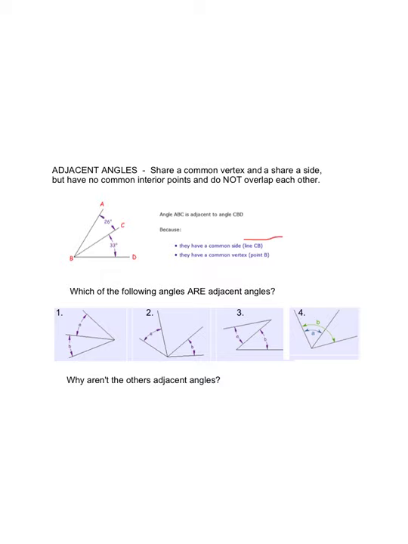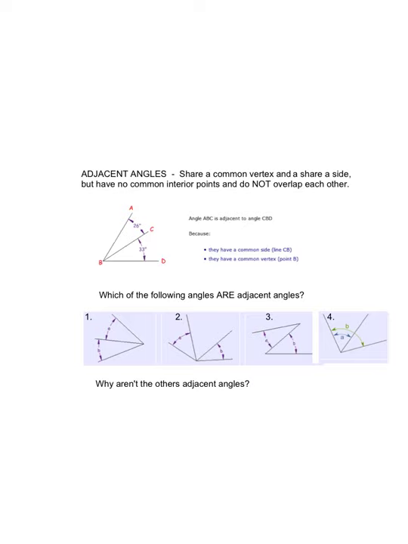Adjacent angles, whoops, I don't know what that came from. Adjacent angles share a common vertex and share a side, but they have no common interior points and do not overlap. So we're looking at angles ABC and CBD. Those are supposed to be touching. I'm just a horrible drawer. They share a common vertex, point B. They share a common side, BC, but they do not overlap.